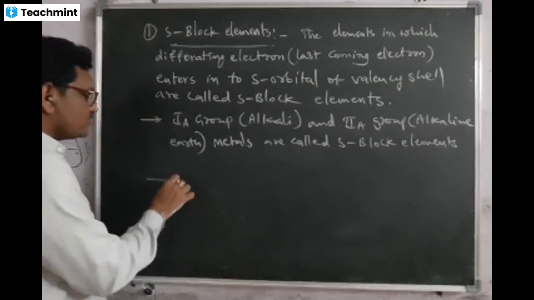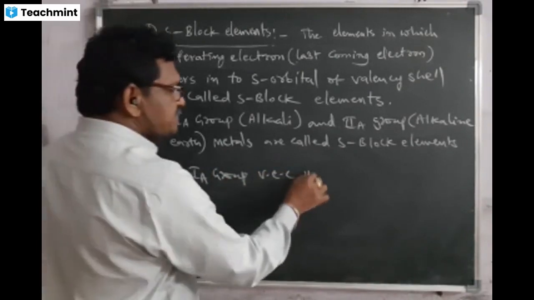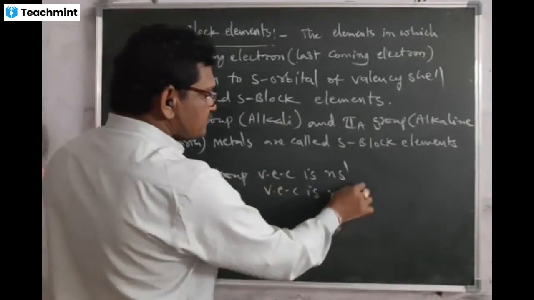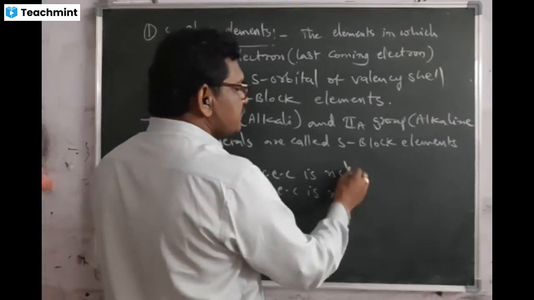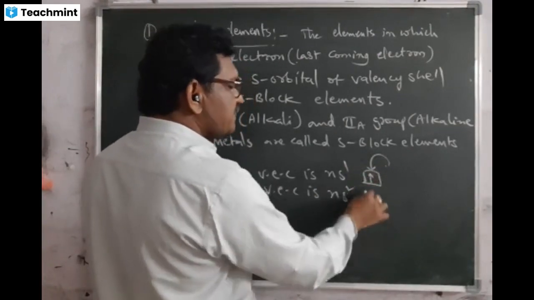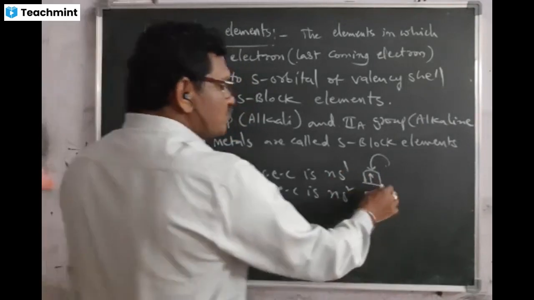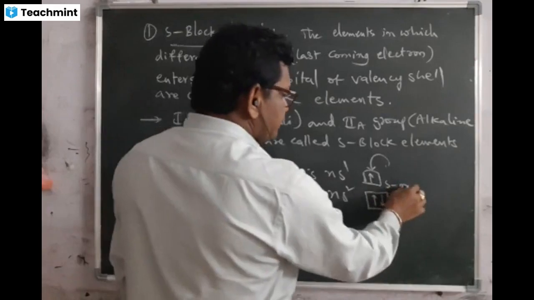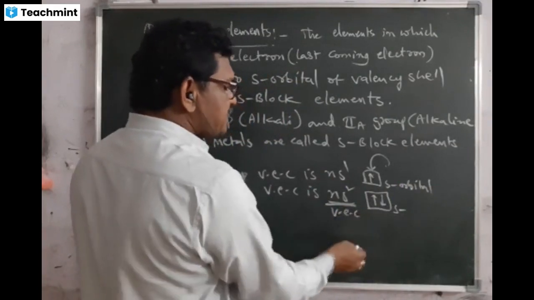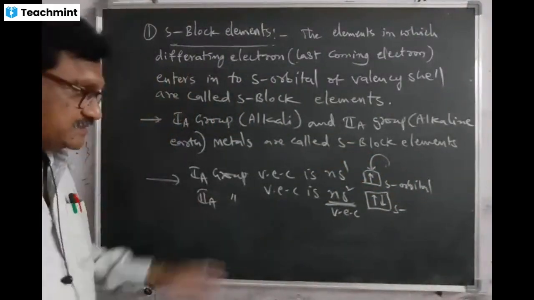Why are these called S block elements? You know, the first A group valence electronic configuration is ns1. In the same way, the second A group valence electronic configuration is ns2. Here, observe what happened. ns1 means one electron enters into the S orbital of the valence subshell. ns2 also means electrons enter into the S orbital. That means only the last coming electron or differentiating electron enters into the S orbital of the valence shell. This is the valence electronic configuration. That's why these are called S block elements.